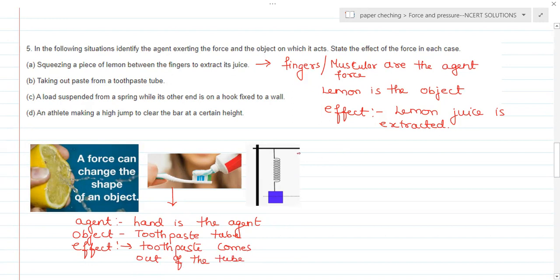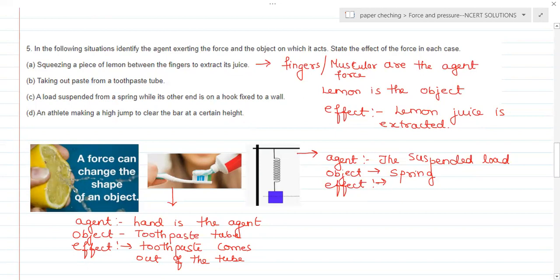Okay. In this question, the C part of it, a load suspended from a spring while its other end is on the hook fixed to the wall. So here, the suspended load is the agent. Agent is the suspended load. Now, the object here is the spring. And what do you think is the effect? When any object is suspended from a spring, we will see elongation of the spring. Elongation of the spring.